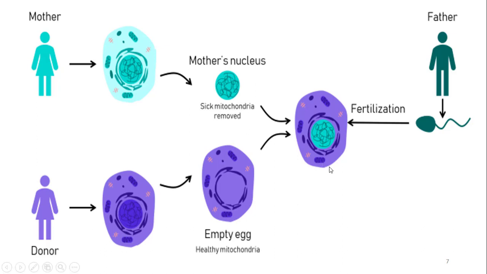Dear students, let me explain one more term over here. This fusion of the male gamete to the female gamete is said to be fertilization. Because this fertilization takes place outside the body, it is said to be in vitro fertilization.